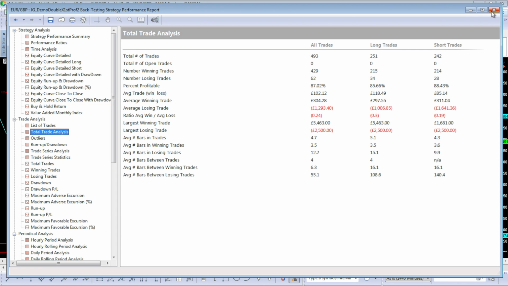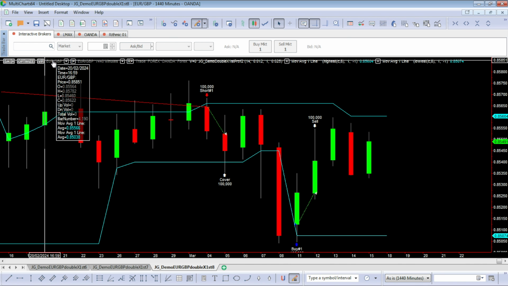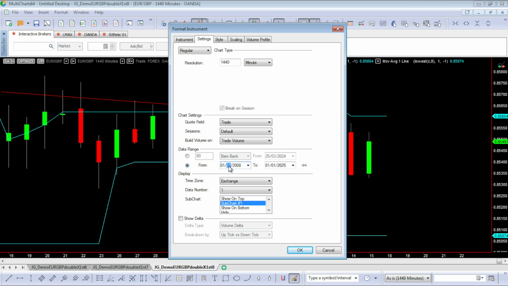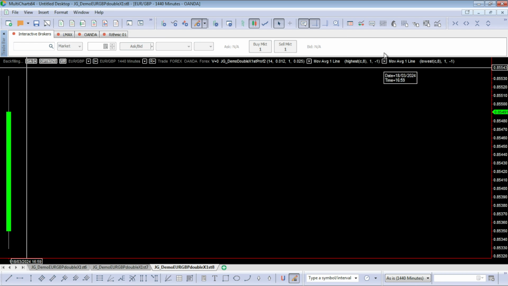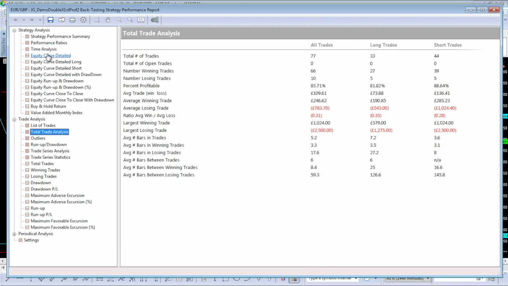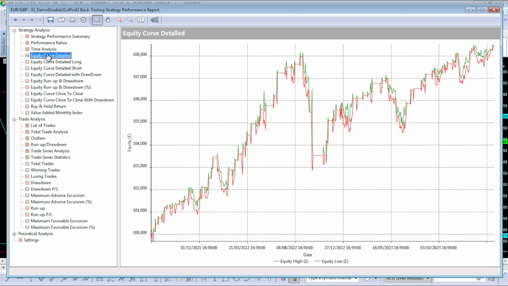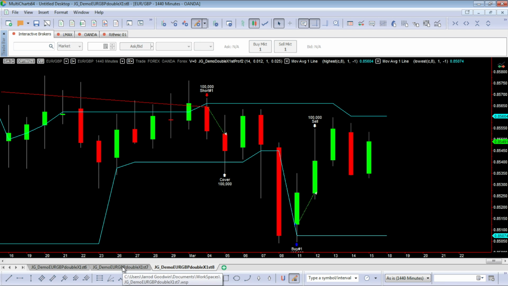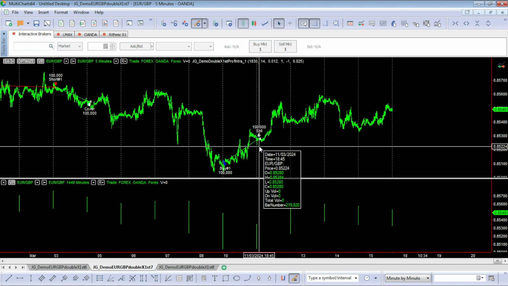Let's just zoom in a little bit and adjust the data from April 2021 when I first released that strategy. And we can see 77 trades, average trade of 109, 85% accurate. And that's what the equity curve looks like. The last workspace I want to show you includes that modification I made to the strategy.